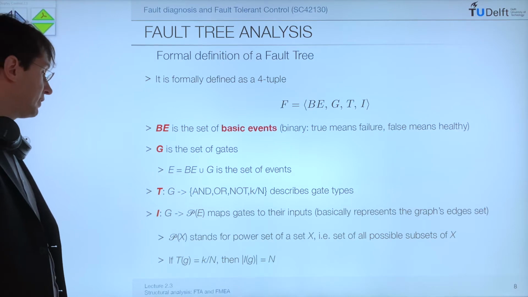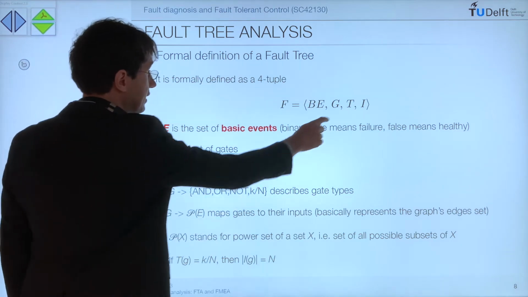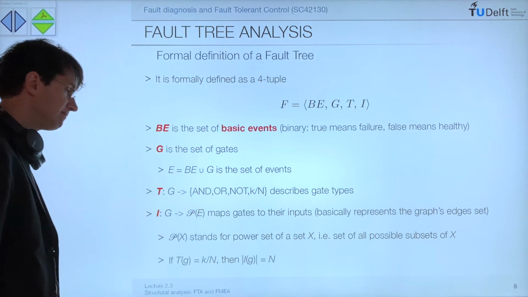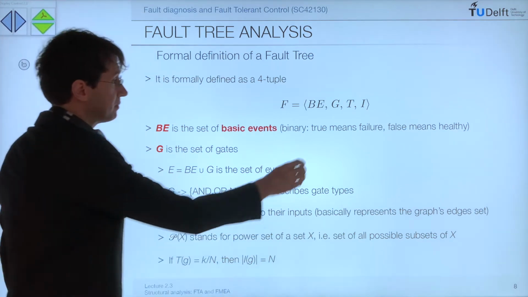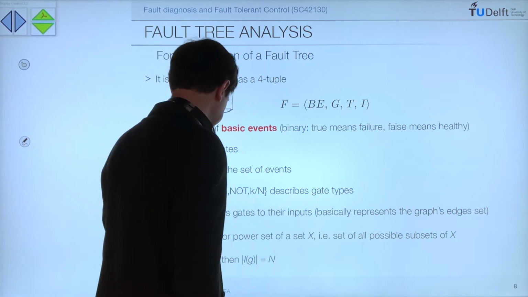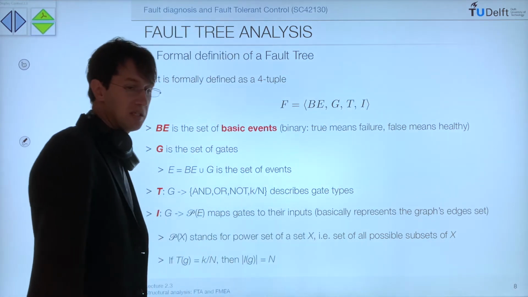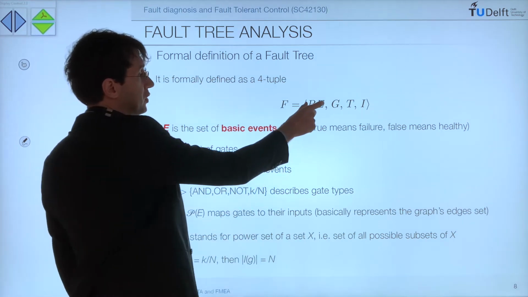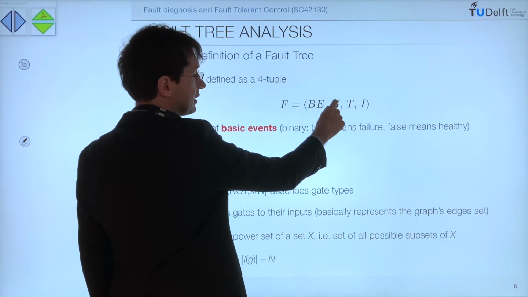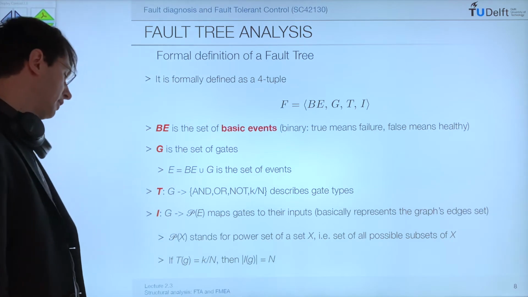And then we have a description of the gates. So T is describing which kind of gate we have, AND, OR, or K over N. And then finally we have a map, I, that maps the gates to their inputs. So this is describing the edges of the graph. So in this graph, in the fault tree, we have 2 different kinds of nodes. This is describing the second kind of nodes, and this is describing the connectivity, the edges in the fault tree.